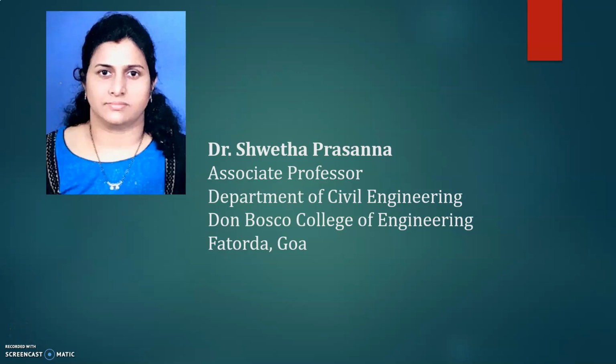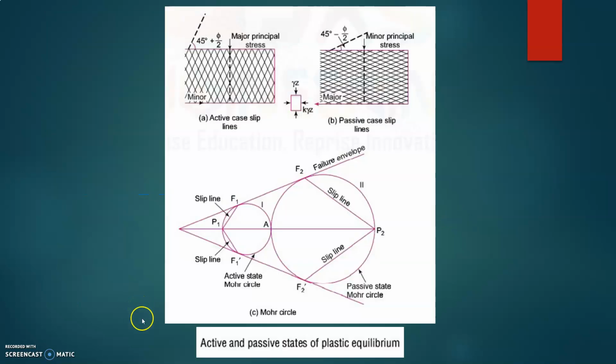Hello, my dear students. Let us continue with active and passive earth pressure. The Mohr diagram is a convenient tool for studying the stress conditions at equilibrium, both before and at yield in the soil. You can see here the active case slip lines and the passive case slip lines.